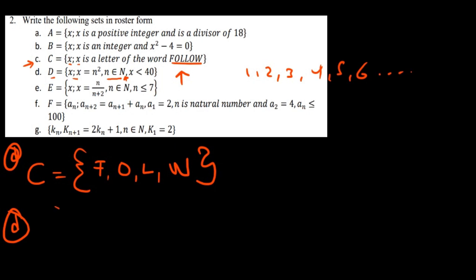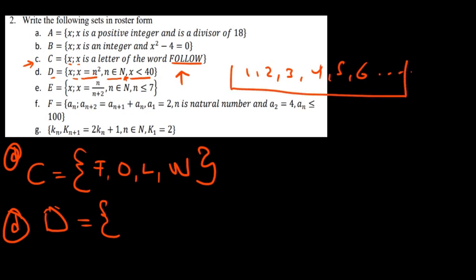So how are we going to list that set D? We say set D is equal to, and remember we've been given a restriction here that x should be less than 40. We are finding this x by this formula where n is a natural number, so we can use any of these numbers. The first element in this set will be x equals 1 squared. 1 squared is 1, and this is less than 40, so we can put a 1 there, comma. The next one is x equals 2 squared.